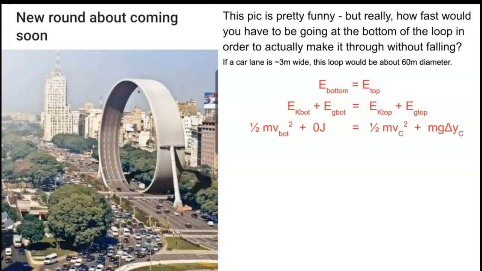And our delta y at the top will be that we're 60 meters up, and our v at the top is something that we have solved a couple times here. The minimum speed to get through the circle is the square root of gr. So at the top of the circle, our normal force would just barely touch 0. To find our minimum speed, we're going to wind up with this square root of gr.